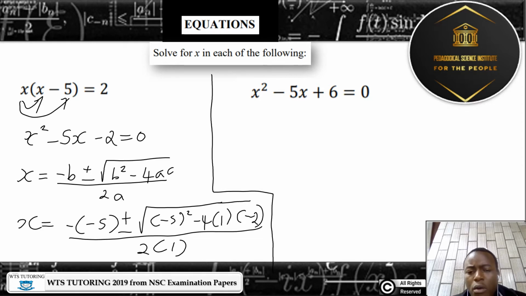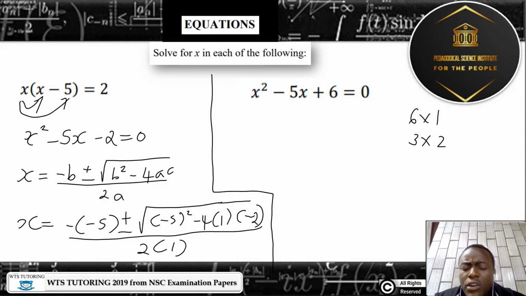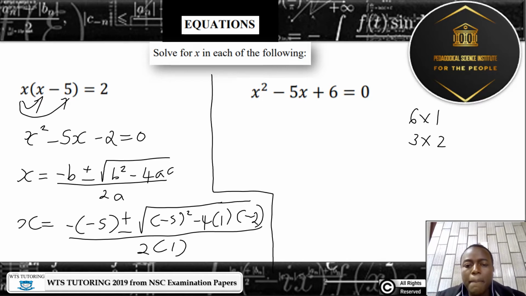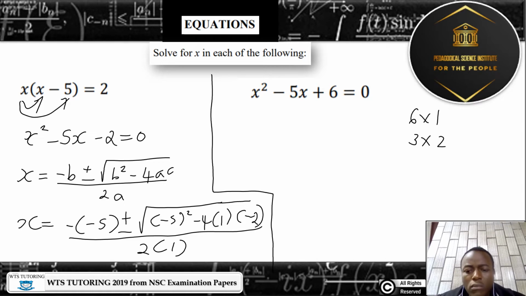So let's look. What are the factors of 6? Factors of 6 is 6 times 1, perfect. Also 3 times 2. Those are the factors of 6, right? So now, let's take a look at the factors of 6 that, when we are adding them together, we're going to get minus 5, right? When we multiply them, we get 6, but when adding them together or subtracting them, we can get minus 5. So 3 and 2, right?